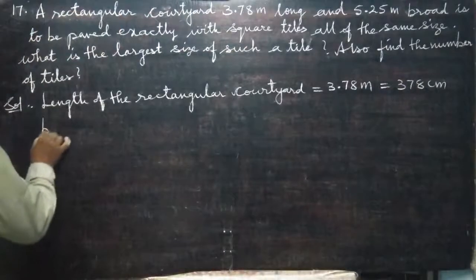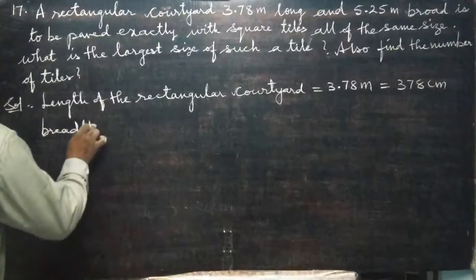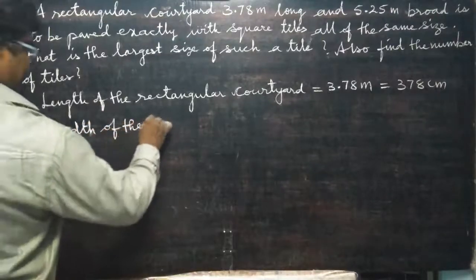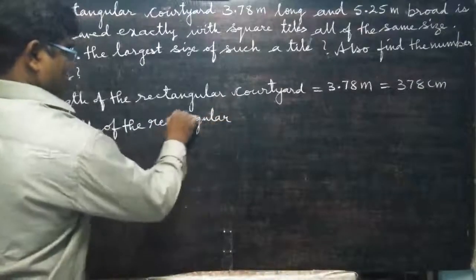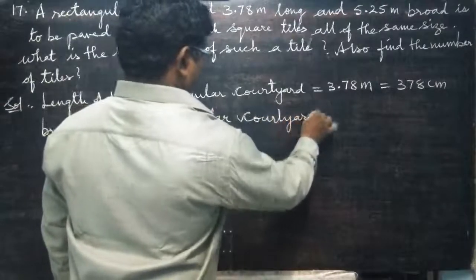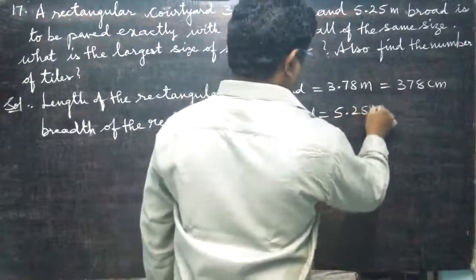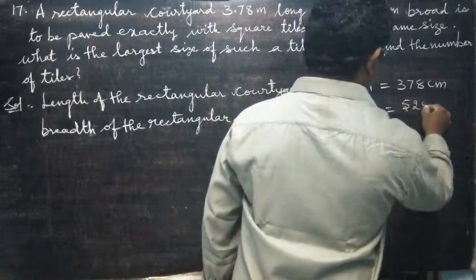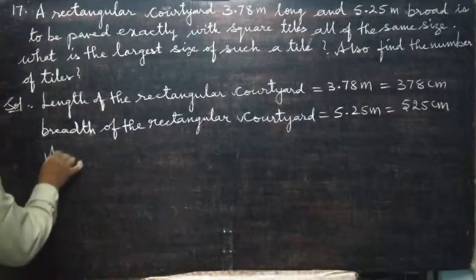Next, breadth of the rectangular courtyard. How much they gave? 5.25 meters. This also change it to centimeters, 525 centimeters. Now find area.